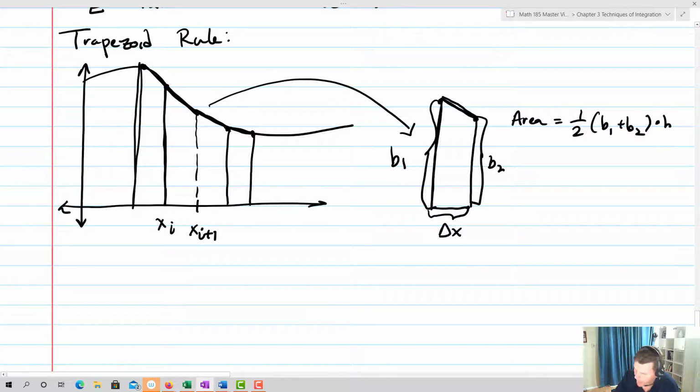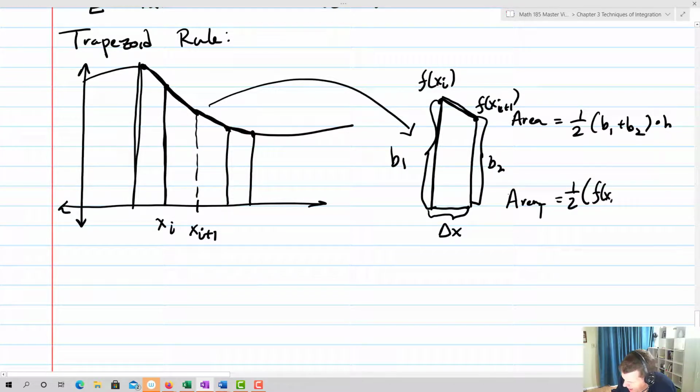So base 1 is going to be f of xi, the first value. Base 2 will be f of xi plus 1. And so the area of any one trapezoid is going to equal 1/2 times f of xi plus f of xi plus 1, times delta x.